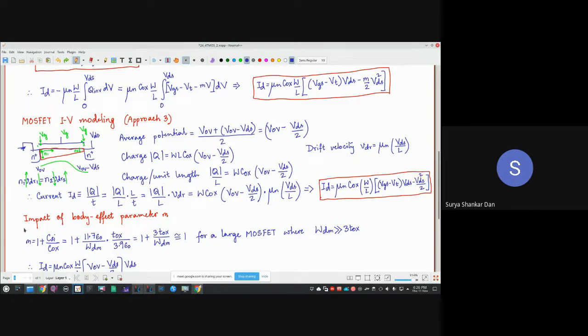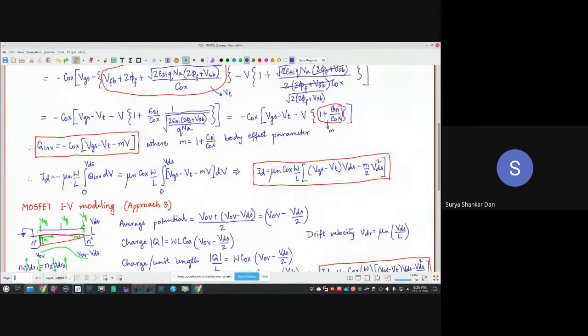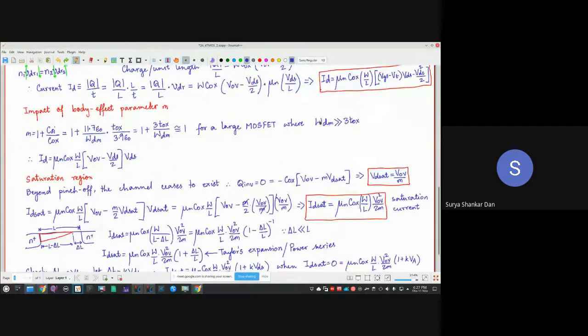Now this is what I've written, impact of the body effect parameter small m. Now what was this small m, remember? 1 plus CSI by COX. It was there in the previous lecture also. So once we are getting small m equal to 1 plus CSI by COX, remember I did epsilon SI by WDM, depletion max. This is epsilon OX, 3.9 into epsilon O by TOX. So these will cancel. This is equal to 3. Like that, 1 plus 3TOX by WDM.